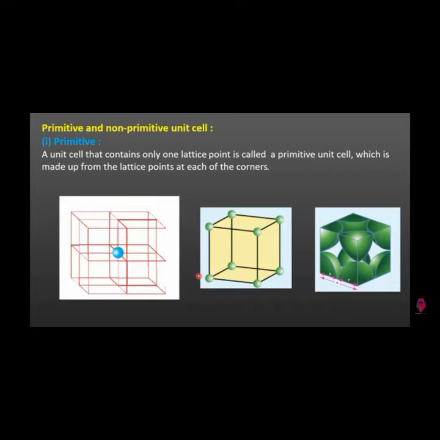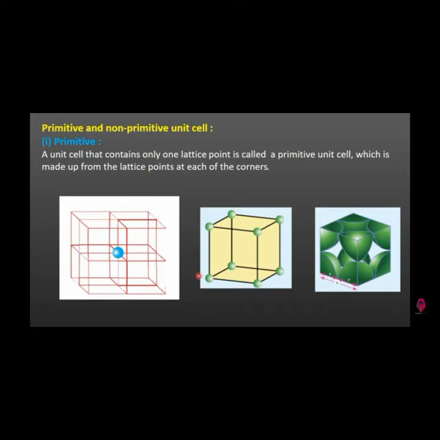So none of the points should be wasted, and none of the points should be present inside. So 3 points means a triangle, 4 points means we can draw a square, 8 points means we can draw a cube. So here, a unit cell contains only one lattice point. That means each and every atom should have at least one point in its crystal structure. That is called a primitive unit cell, which is made up from the lattice points at each of the corners.